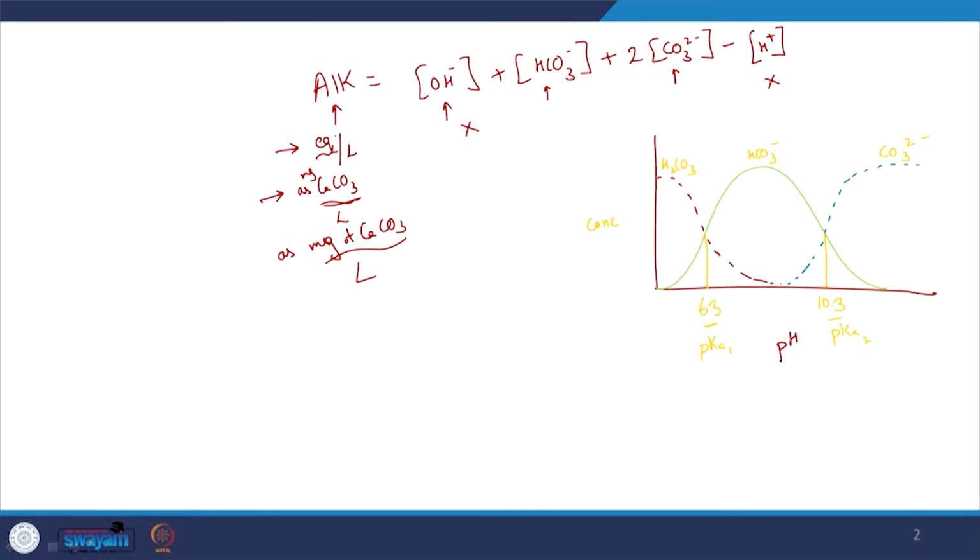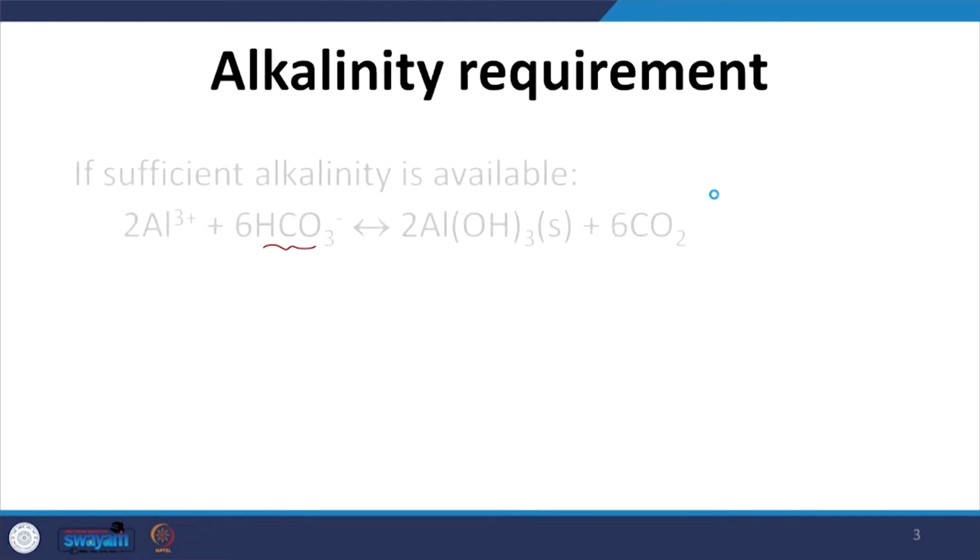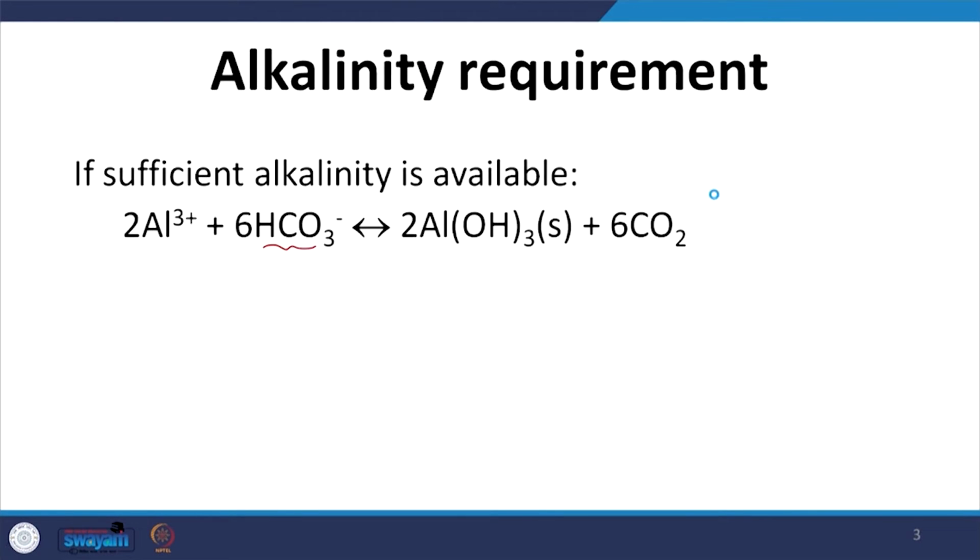Obviously, as you see, near around 7, most of it will be present as HCO3 minus. So in general, you can assume that alkalinity is approximately equal to HCO3 minus concentration when the pH is 7. Again, if alkalinity is present, this is what will happen.